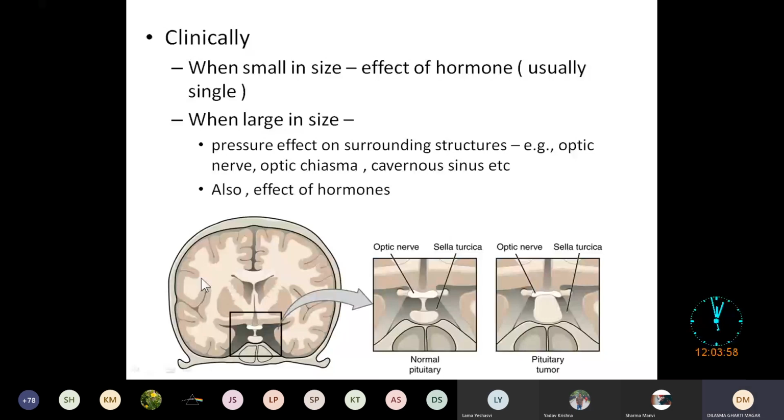So now we'll go clinical. I showed you the picture, isn't it so? Those tumors can be of any type, okay? It may be because of a prolactinoma, or it may be because of a somatotroph cell adenoma.